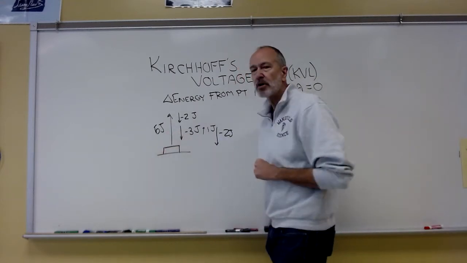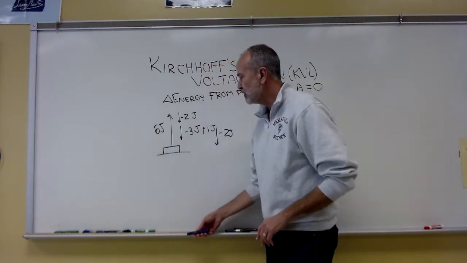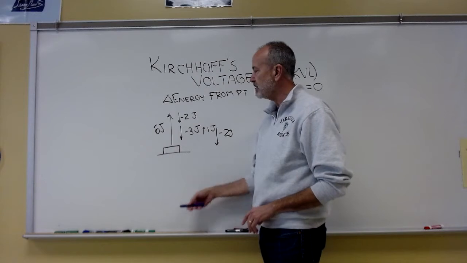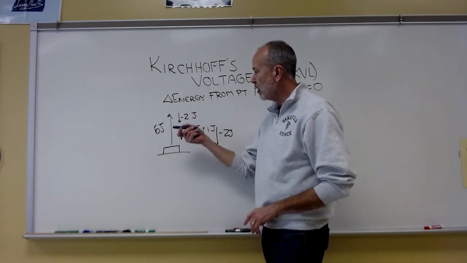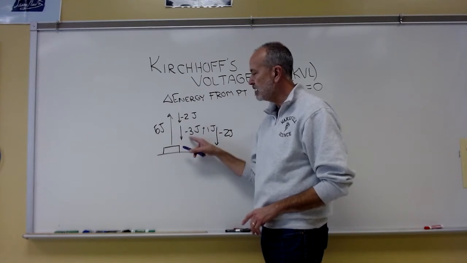Let's think of a book. I lift a book and I do 6 joules of work, put 6 joules of energy into it. I increase the potential energy by 6 joules. Then I lower it and I lose 2 joules. And I lower it again and lose 2 joules.